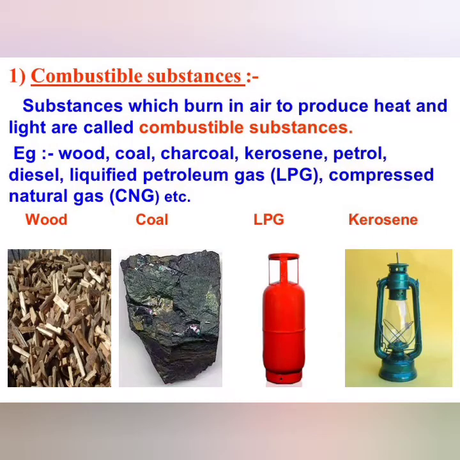Now, what are the combustible substances? The substances which burn in air to produce heat and light are called combustible substances. Wood, coal, charcoal, petrol, kerosene, diesel, LPG or liquefied petroleum gas, CNG or compressed natural gas, these all are the examples of combustible substances. Whereas which do not burn are known as non-combustible. For example, iron, glass, stone, sand, etc.